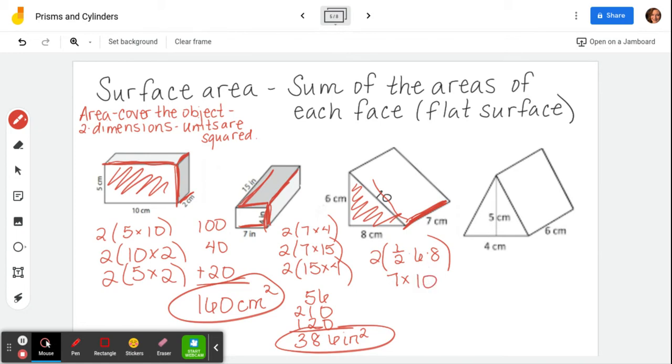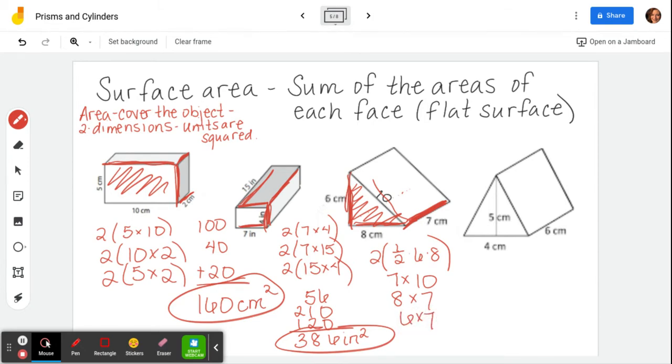But I only have one of those, so I'm not going to say times 2 because it's just that rectangle there. The rectangle on the bottom would be 8 by 7. And then let's think about this one over here on the side. It's 6 this way. And then going back, it would match up with the 7. So 6 times 7.